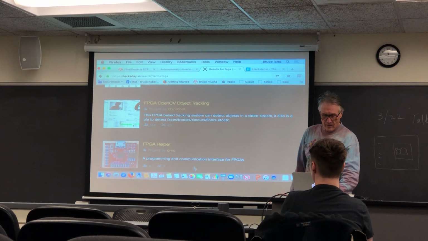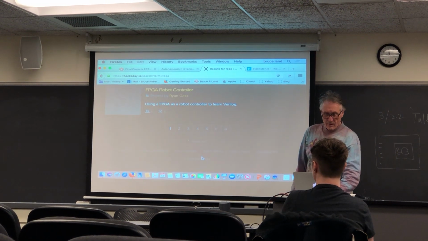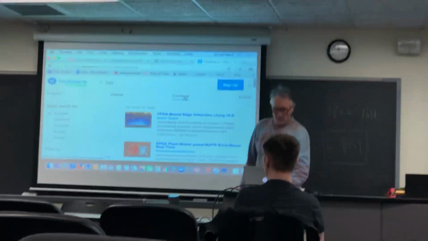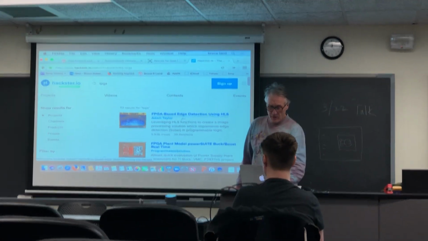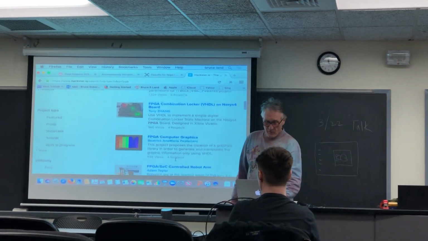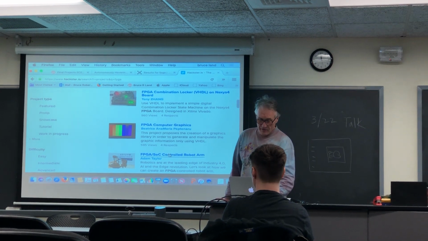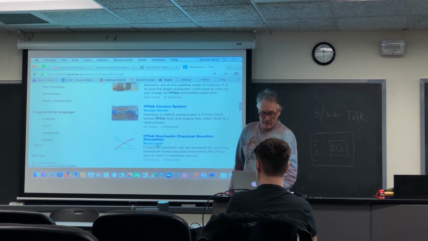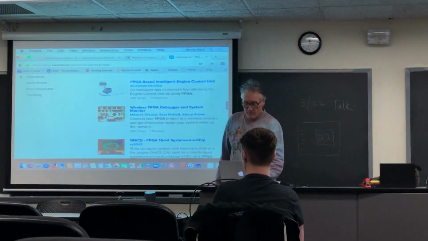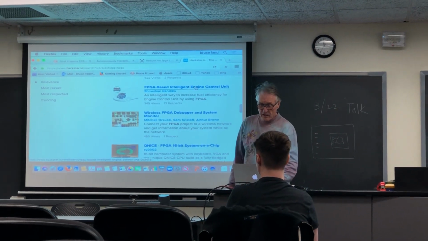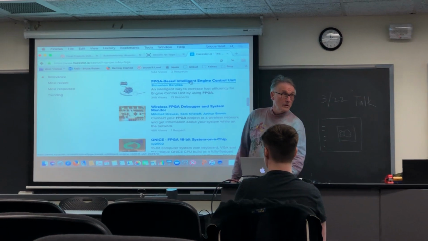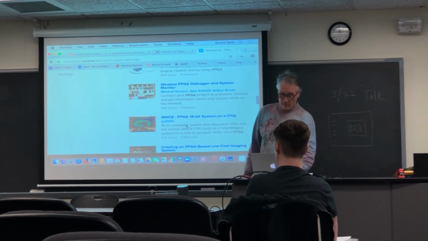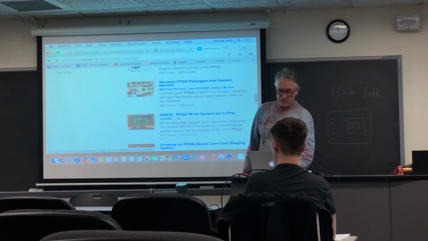OpenCV, and so on. Hackster.io has a whole completely different set of FPGA projects. FPGA computer graphics, controlled robot arm. Oh, stochastic chemical reaction, that's me, yeah. Intelligent engine control unit. 16-bit system on a chip.